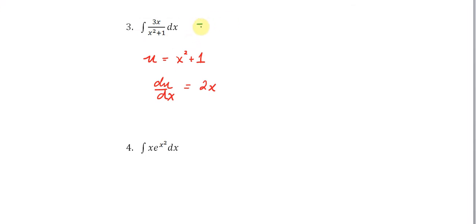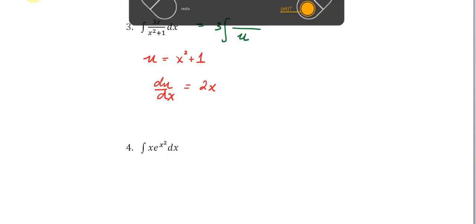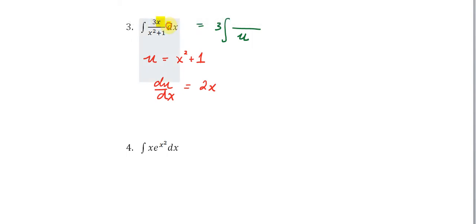Let's make our substitutions. So this 3 we can pull out to the front, right? That x right there, we're going to leave it alone for the time being. Our denominator x squared plus 1, that's just going to change to u. And the part that's left that we ought to consider here is this x and dx, right?